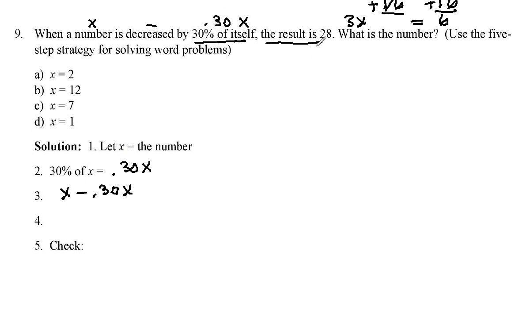And then the result is 28, so equals 28. And now we need to solve that equation. So these are like terms. This is 1x minus 0.3x. So 1 minus 0.3 is 0.7. So that's 0.70x equals 28. And then we divide by 0.7 on both sides.